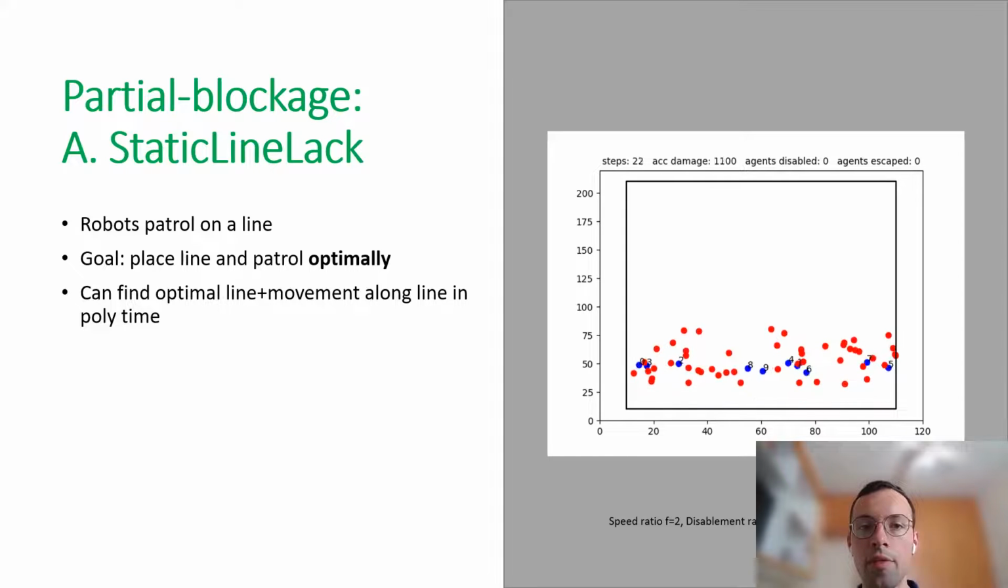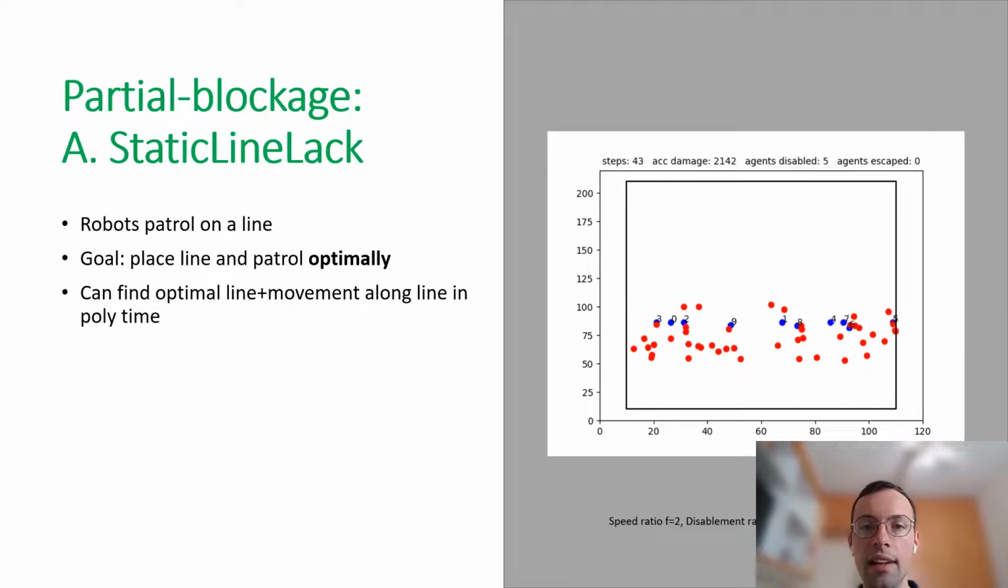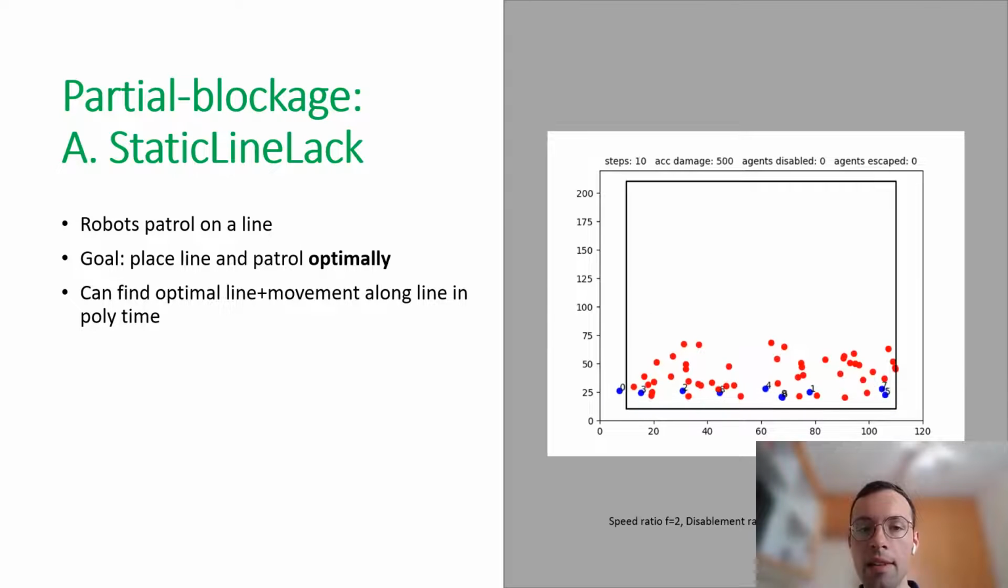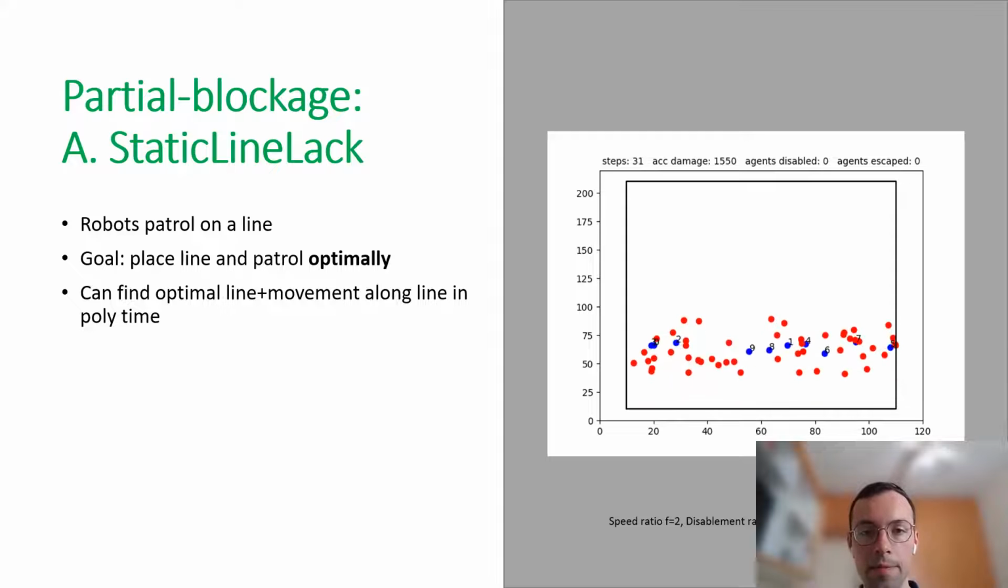The first algorithm for partial blockage is static line lag, which is a static line when we have a lack of robots. We find the optimal line and the horizontal movements of the robots along it, minimizing the accumulated damage. Based on a recent work on multi-robot patrolling, we formulate the disablement options of the robots as a graph and apply a max flow min cost mechanism on it.